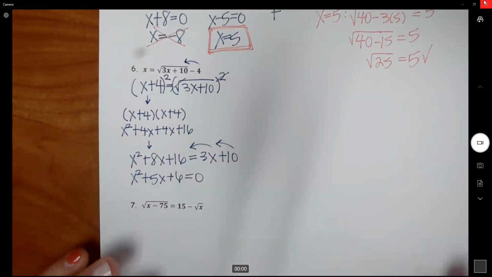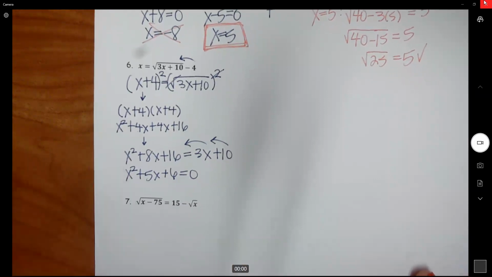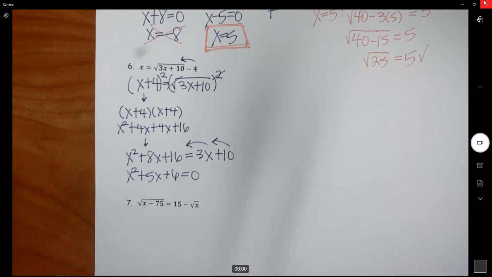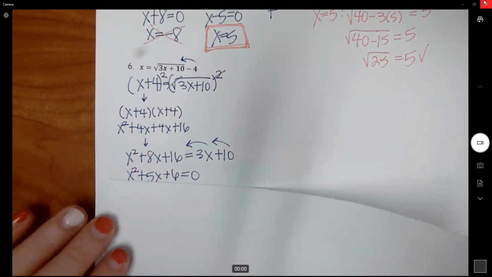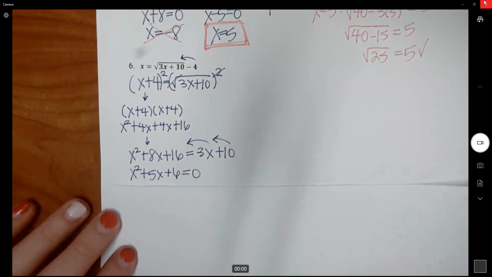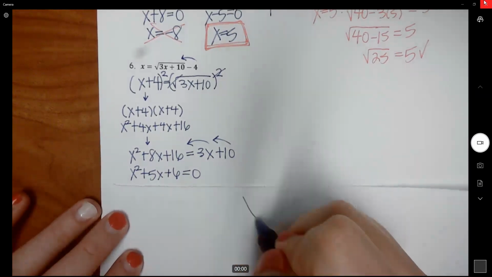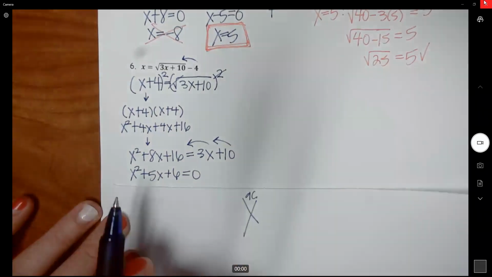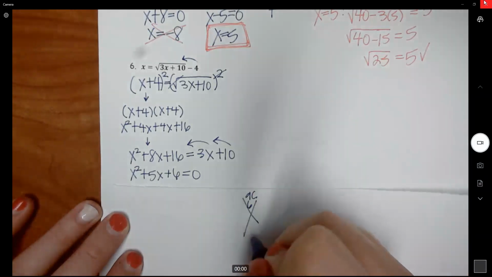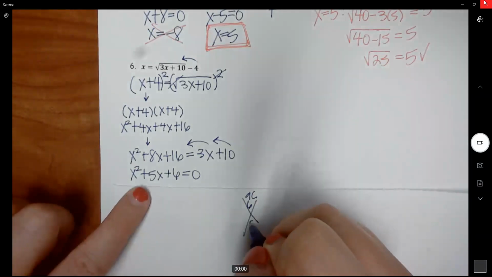Okay. I really set myself up bad because I don't have enough room. So hopefully you do, but I'm just going to add a little piece of paper here for me. We need to factor this. My a times c is 1 times 6. My b term is 5.